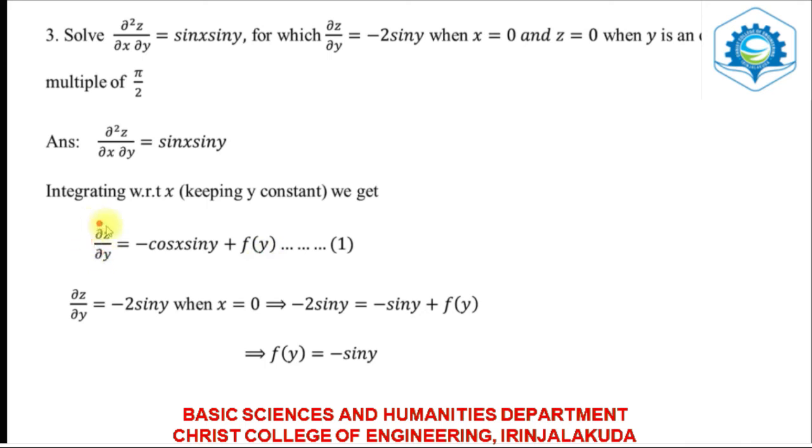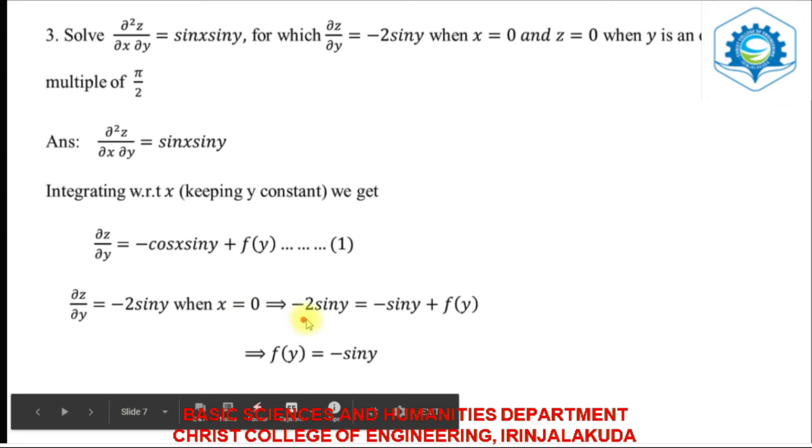Right now we have dou z by dou y, and we have a condition on dou z by dou y. Let us apply that one. What is given when x equal to 0? When you substitute x equal to 0, your dou z by dou y must be 2 sin y. So let us substitute x equal to 0. When x equal to 0, cos 0 becomes 1, so minus sin y. Therefore, we get, when x equal to 0, minus 2 sin y, which is given, equal to, from this equation, minus sin y plus f of y.